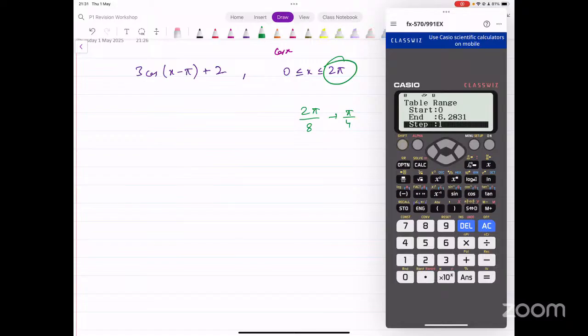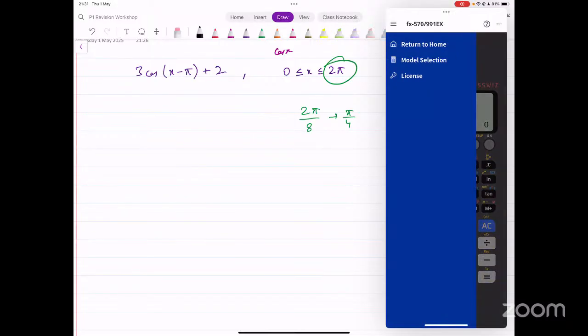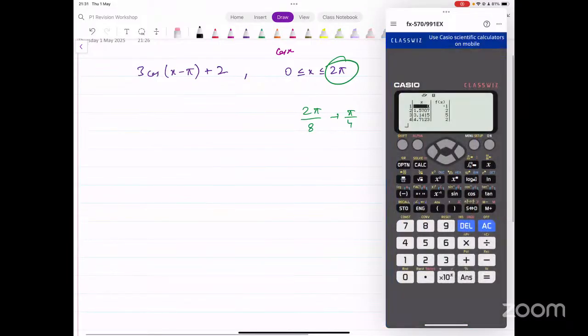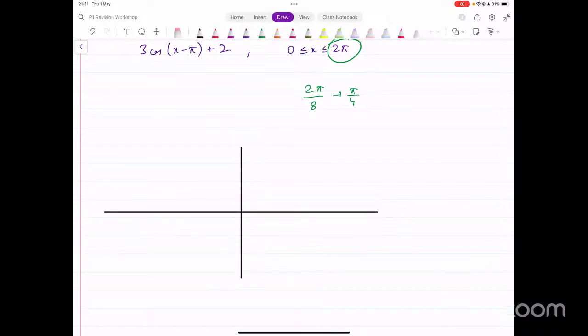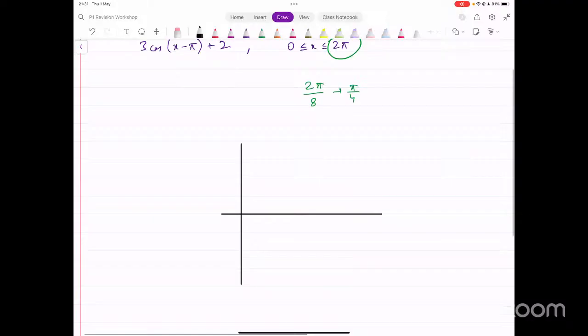I'll just take pi over 2 here because we know the shape of the cos function, what it's going to look like. We've got these values. Using these values, we'll just plot this function. We'll do something like this. We would say these are our x and y axes. We've got the y-axis here. We've got the x-axis here.